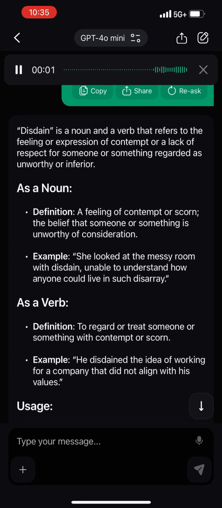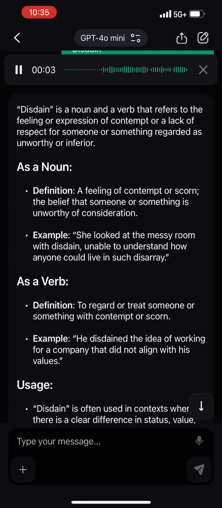Disdain is a noun and a verb that refers to the feeling or expression of contempt or a lack of respect for someone or something regarded as unworthy or inferior. As a noun. Definition. A feeling of contempt or scorn, the belief that someone or something is unworthy of consideration. Example, she looked at the messy room with disdain, unable to understand how anyone could live in such disarray.